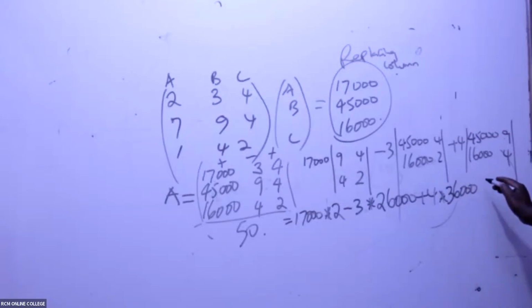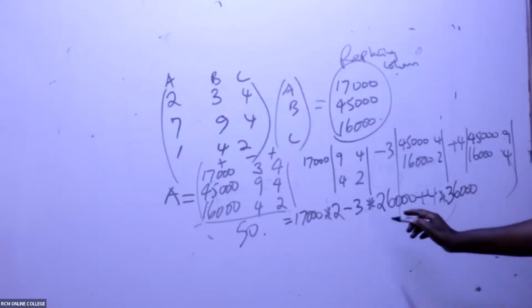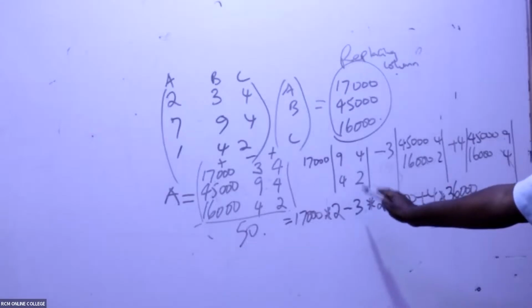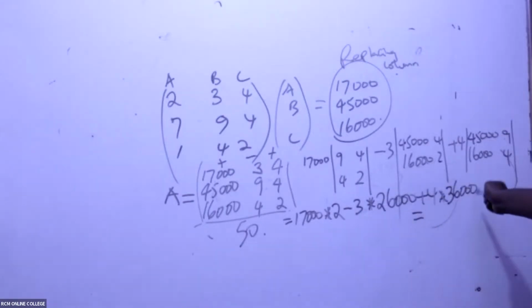So then are you able to give me the final answer now? The final answer, please take this times 2 minus 3 times this plus 4 times that. Give me an answer. What do we have there? 17,000 times 2 minus 3 times 26,000 plus 4 times 36,000. Give me an answer. Yeah, I'm being given there, although I need some confirmations. 100,000. I'm being given a figure of 100,000.